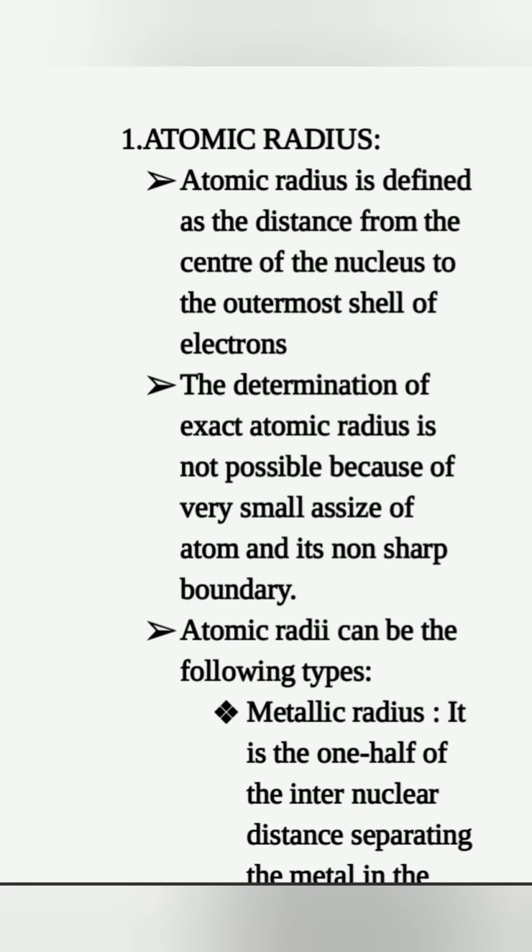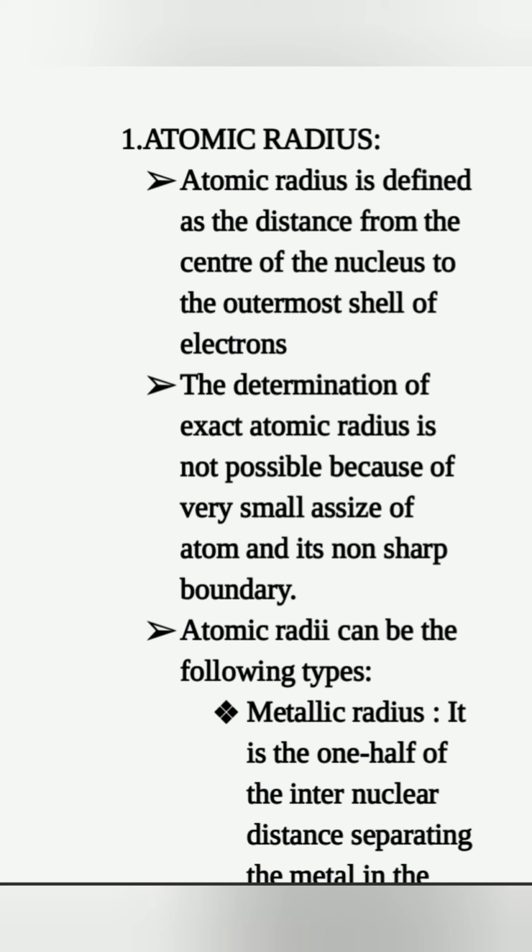The first periodic property is atomic radius, and it is defined as the distance from the center of the nucleus to the outermost shell of the atoms. Okay, outermost shell of the atoms. It's written as electron. You make the correction.